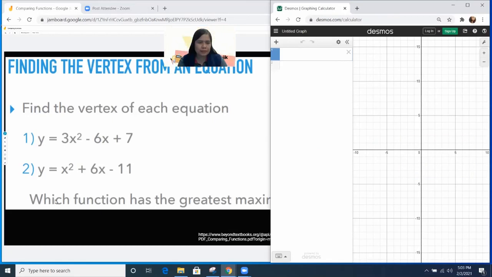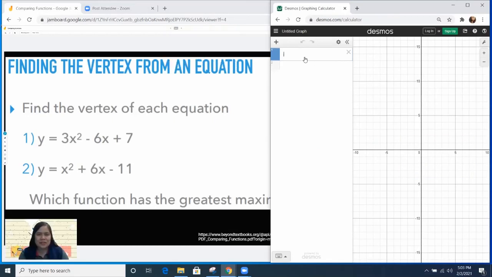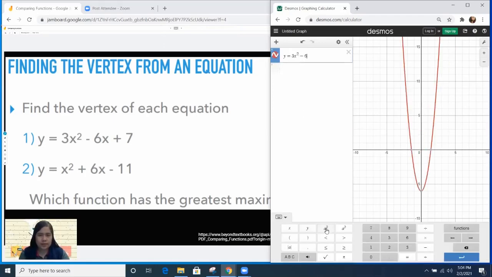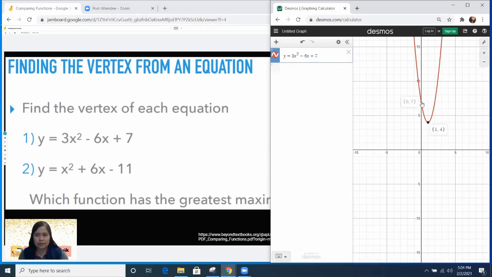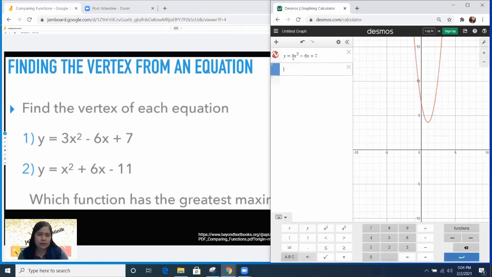Let me just move my face in here. So first we're going to graph the first equation, which is y = 3x² - 6x + 7. So this is the graph, the red one. Take note of that. This is the y-intercept. This is the vertex. The vertex is the peak point. It is a smiley face because the numerical coefficient is positive 3.